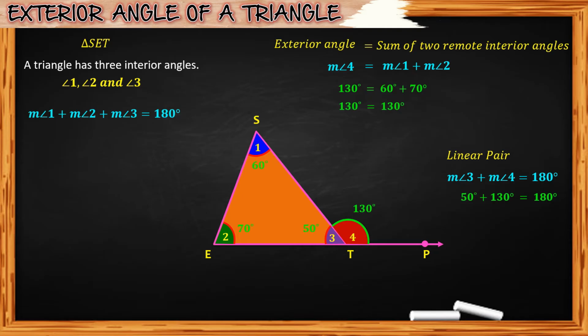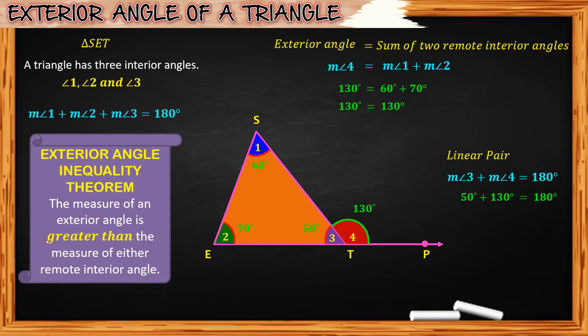So they are linear pair and they are supplementary. And we have here what we call the exterior angle inequality theorem. The measure of an exterior angle is greater than the measure of either remote interior angle. So we have the exterior angle, the measure of angle 4 is greater than one of the remote interior angles, which is the measure of angle 1.